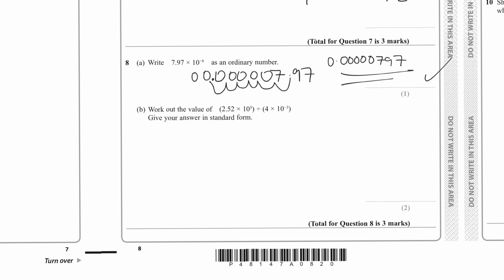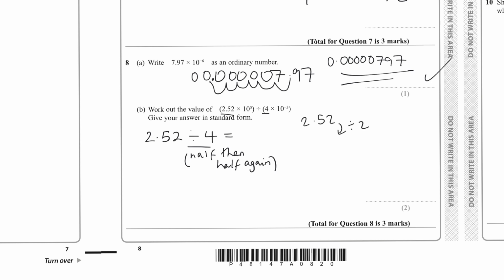All right, so with part B, it's slightly different. Part B is going to involve dividing standard form, which I also do have a link above in case you want to refresh your memory. So if we were to tackle this question, the first thing is that you want to divide both of the top numbers. So we're going to do 2.52 divided by 4, which if you struggle with dividing by a decimal without a calculator is the same as half, then half again. So 2.52 divided by 2, aka half, would be 1.26. And then 1.26 divided by 2 would be 0.63.